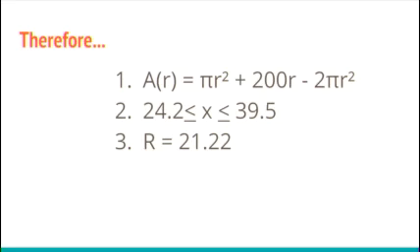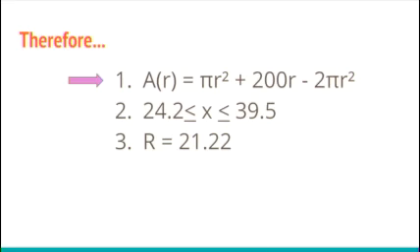To answer question 2, we inserted the A in terms of r equation into our graphing calculator in y1 and then inserted 3,000 into y2 and looked for when the graph and line intersect, to find 2 points where the x or r value would make the function be more than 3,000 meters squared. The two r values were 24.2 and 39.5.